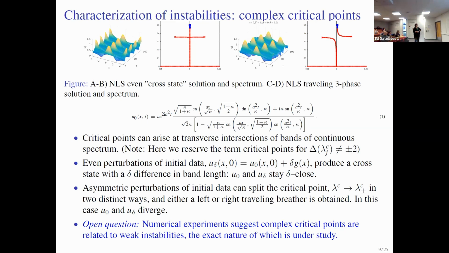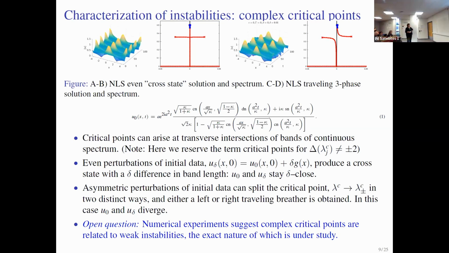So if you have an even perturbation of the initial data for this cross state, then basically what it will do is produce a cross state that has a slight delta difference in the bandwidth, and the evolution of U naught and U delta will stay close. So you'll have no growth in the difference between these two solutions.